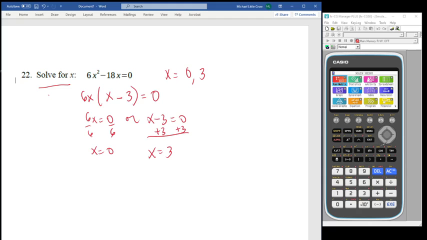We're going to, with the Casio, go down to graph, execute. So what we put in as y1 is the left hand side, so 6x squared minus 18x. 6x, here is the x raised to the second power, arrow over, and then we've got minus 18x using the variable key. Okay, we're going to execute that, and then in y2 we put in 0.